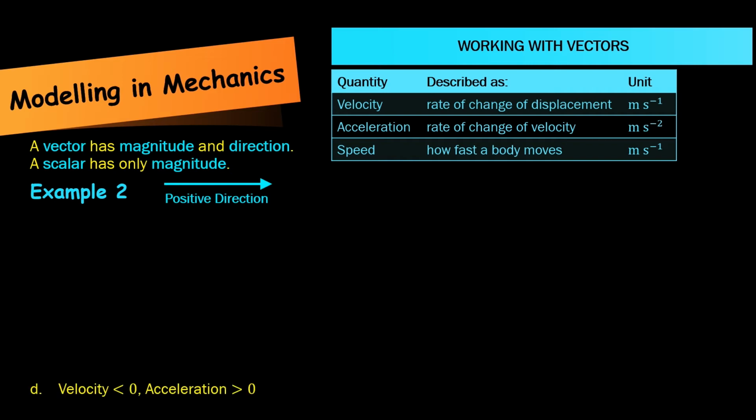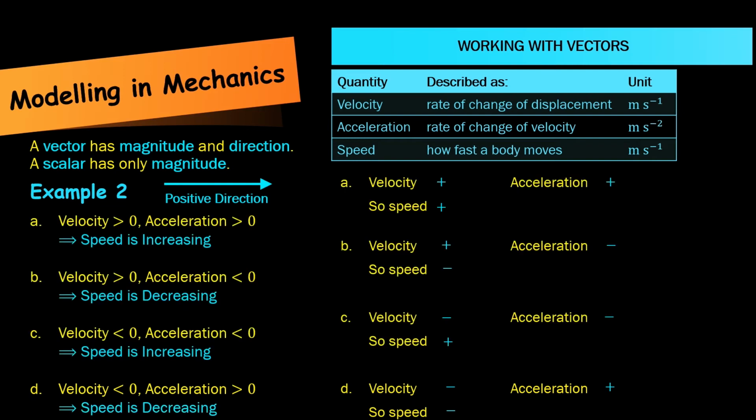And finally, for part D, we have that the velocity is negative and the acceleration is positive. Therefore, the speed is negative. Again, this is referred to as deceleration, retardation, or slowing down. And it implies that speed is decreasing. So to sum up, the particle is moving to the left and its speed is decreasing. Here's a summary of the results.